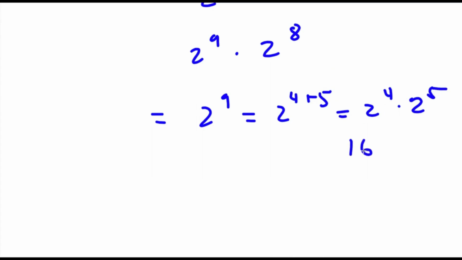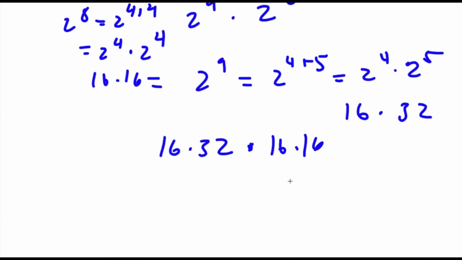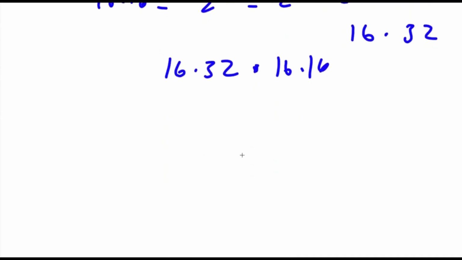So 2 to the power of 4, this is 16, times 2 to the power of 5, this is 32. So now I have 16 times 32 times 2 to the power of 8, this is equal to 2 to the power of 4 plus 4, which is equal to 2 to the power of 4 times 2 to the power of 4, which is equal to 16 times 16. So I have this times 16 times 16. Now, 16 times 16, this is 256, times 32 times 16. We do this right here.